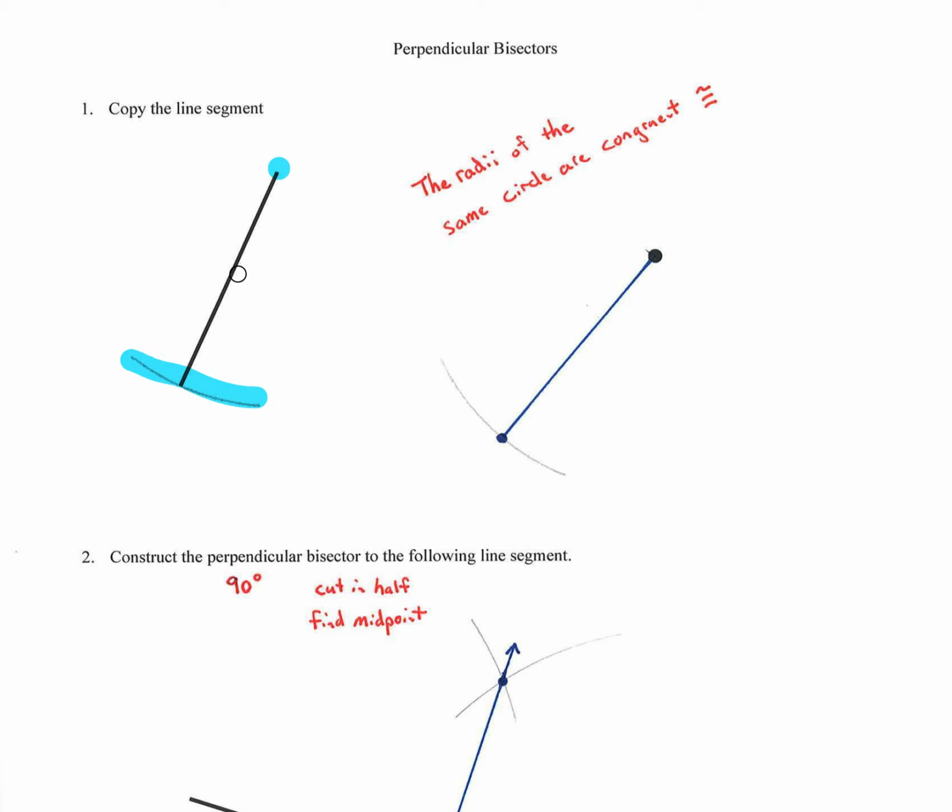So this then is the radius of this circle. And we don't change our compass, and we go over here and make a whoosh, and then we've made the same circle. So that means that this distance has to be the same as that distance, because the radii of the same circle are congruent, right? That happens a ton in these proofs. So if this distance is the same as that distance, what I've done is I've copied the line segment. I've created two congruent line segments by making them the radii of the same circle.